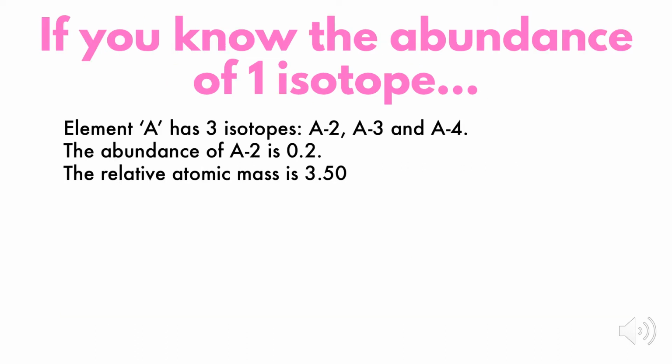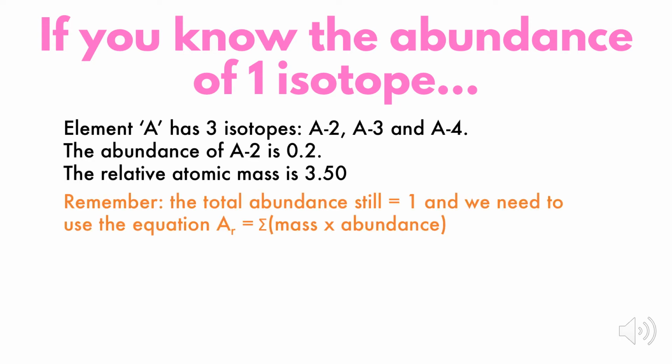Here's our first example question then. We have the hypothetical element A, which has 3 isotopes. One has a mass number of 2, one a mass number of 3, and the other a mass number of 4. And we're told that the abundance of the A2 isotope is 0.2. We're also told the relative atomic mass is 3.50. Now we're going to calculate the abundances of the other 2 isotopes. Remember, the total abundance is still 1, and remember we need to use the equation the relative atomic mass is equal to the sum of the mass times the abundance.